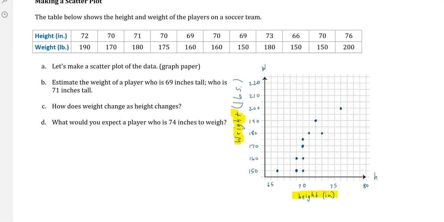So you might want to take a minute and copy down the table and the graph and fill it in. I'll wait. You need graph paper.